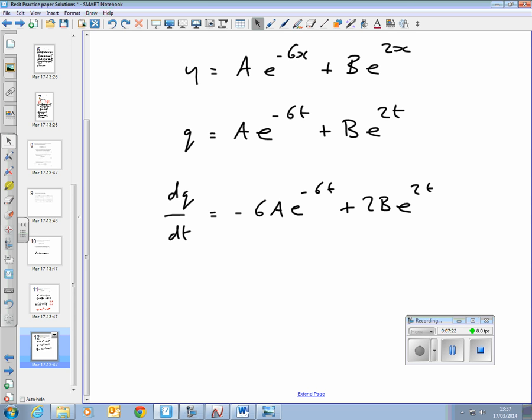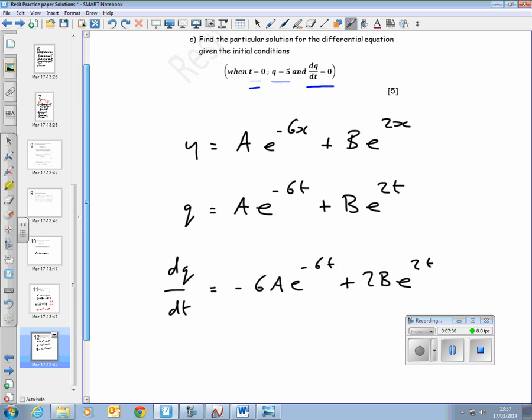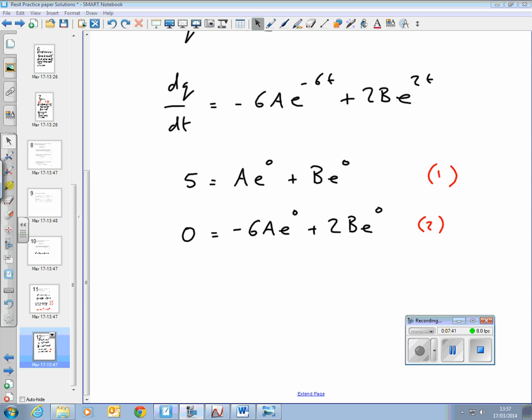So we've now got two equations, one for q and one for the differential. So put our initial conditions in. When t equals 0, q equals 5, and when t equals 0, dq by dt equals 0. So see if you can write down the two equations that we get. So hopefully you got something like this.